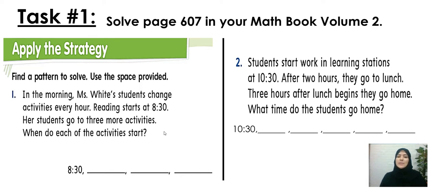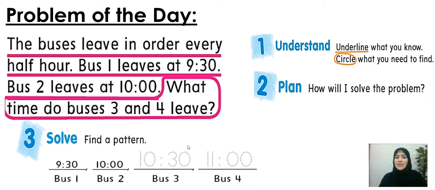For number 2, it says, students start work in learning stations at 10:30. Oh, guys, I really miss our learning stations class, but it's fine. We're gonna go back to it, inshallah. Okay, again. Students start work in learning stations at 10:30. After 2 hours, they go to lunch. 3 hours after lunch begins, they go home. What time do the students go home? Find the pattern. Remember the steps. Understand, plan, solve.